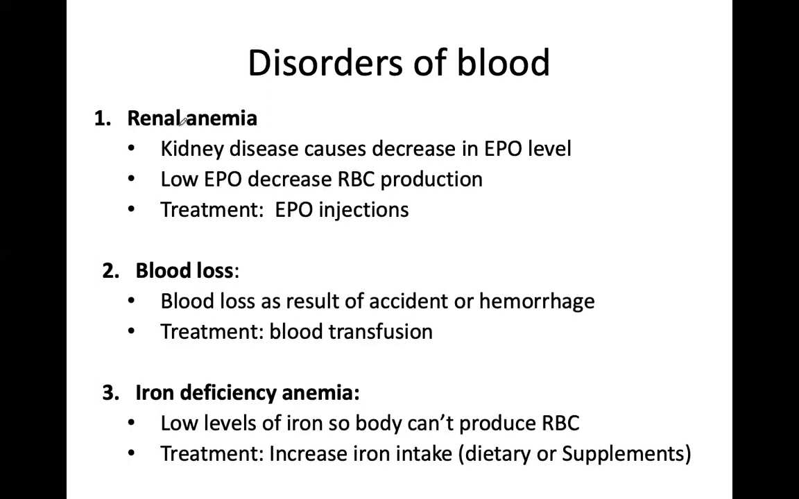Last type of anemia I want to talk about is iron deficiency anemia. So think about if you want to make hemoglobin, at the center of your hemoglobin molecule, you have 4 iron atoms. So if you are low in iron, you basically will not be able to make hemoglobin, and therefore you will be unable to make your red blood cells.